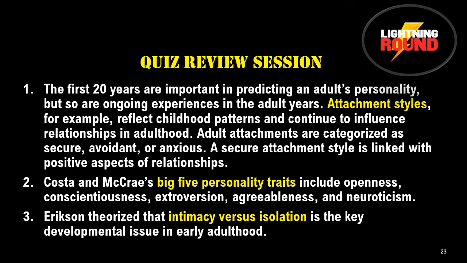The first 20 years are important in predicting an adult's personality, but so are the ongoing experiences in the adult years. Attachment styles, for example, reflect childhood patterns and continue to influence relationships in adulthood. Adult attachments are categorized as secure, avoidant, or anxious, and we talked about that. A secure attachment style is linked with positive aspects of relationships.